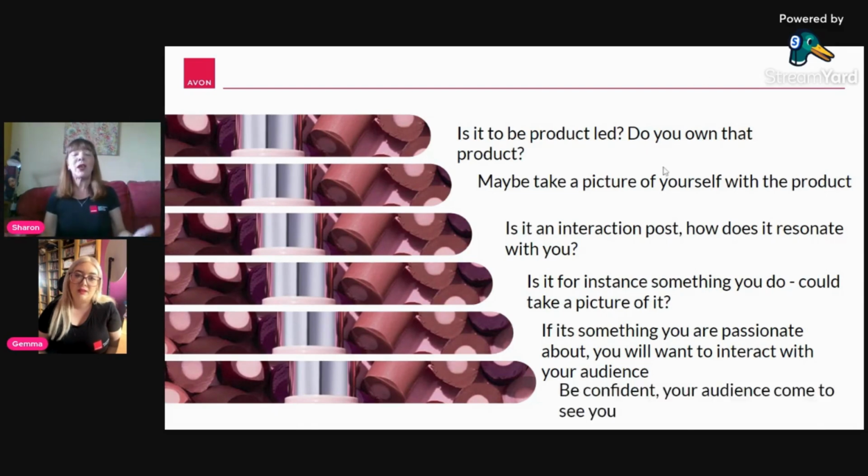And then be confident, because your audience are coming to see you. They don't care if you're at the top. They don't care if you're at the bottom and you're only just starting out. What they do care about is learning about you, because that's why they're following you. And they're the people that you want to keep bringing back to your page or your profile or your group.